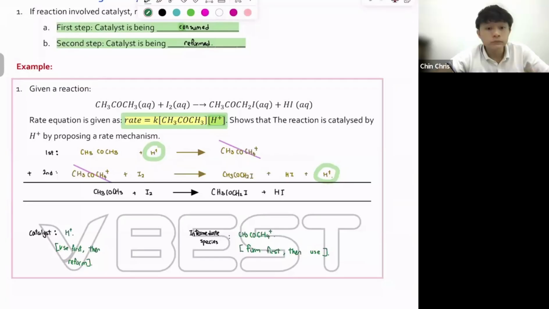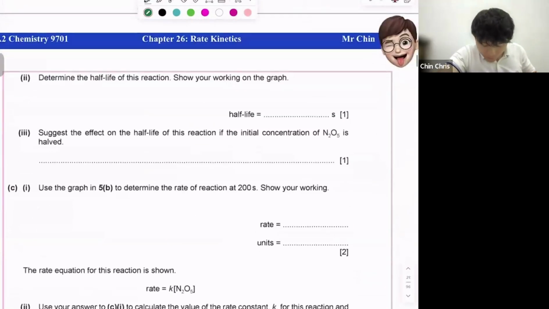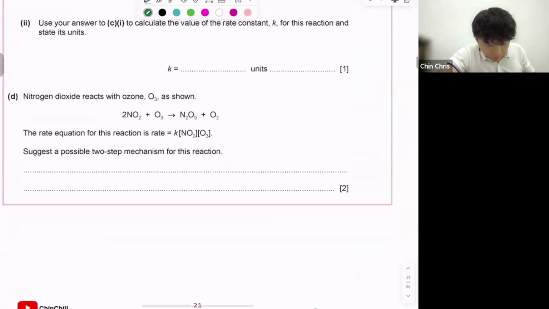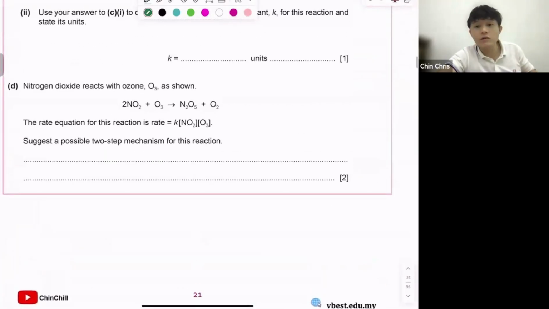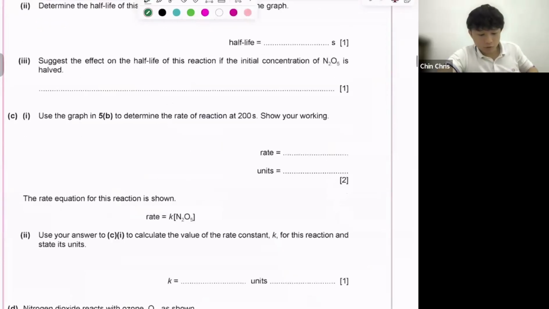Understand? All right, guys. Okay, I want you guys to try out page 21.